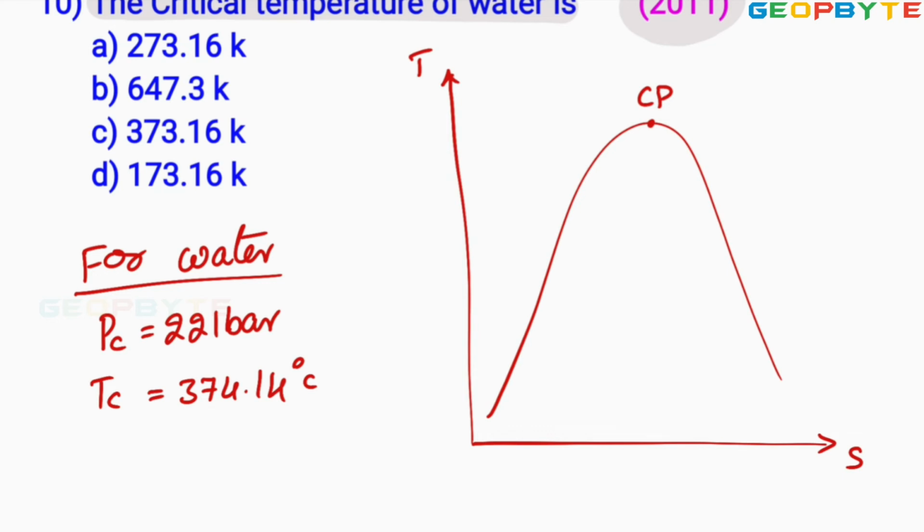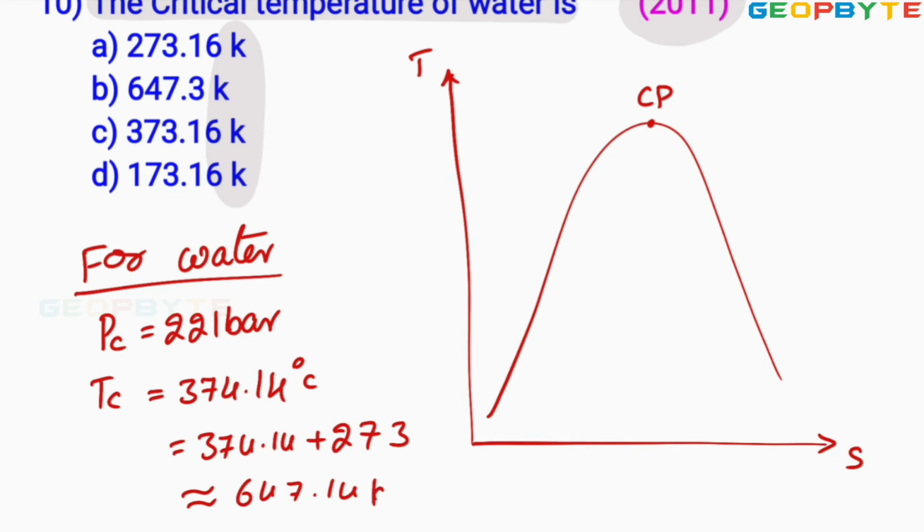Since all the options are given in Kelvin, 374.14 plus 273 is approximately 647.14 Kelvin. So this is the critical temperature for water. Look at option B. Option B is absolutely correct. 647.3 approximately is the correct option. I hope you got my point. Let us take the next problem.